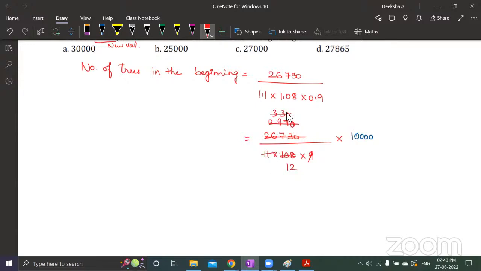Now this is divisible by 11. 11 3s are 33 and there is a 0. Now 12 2.5s are 30. So 2.5 into 10,000 gives you 25,000.